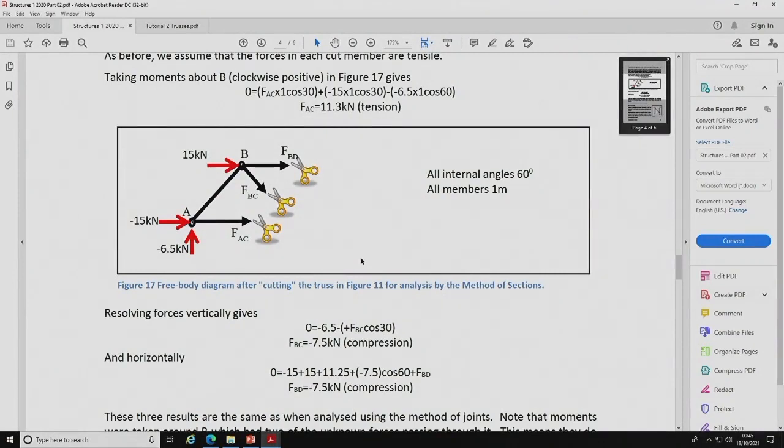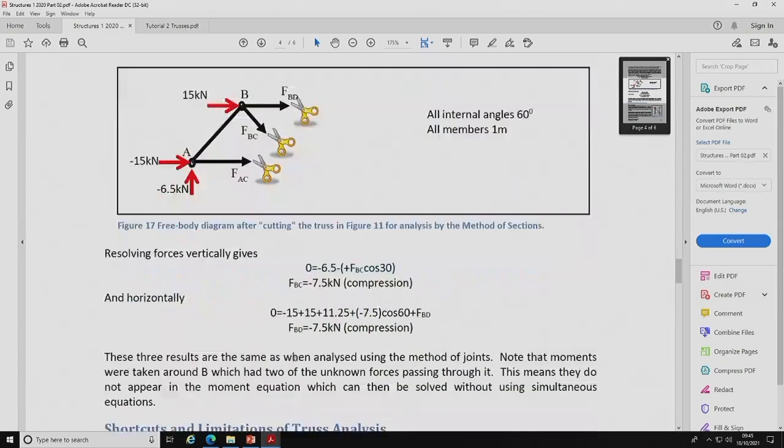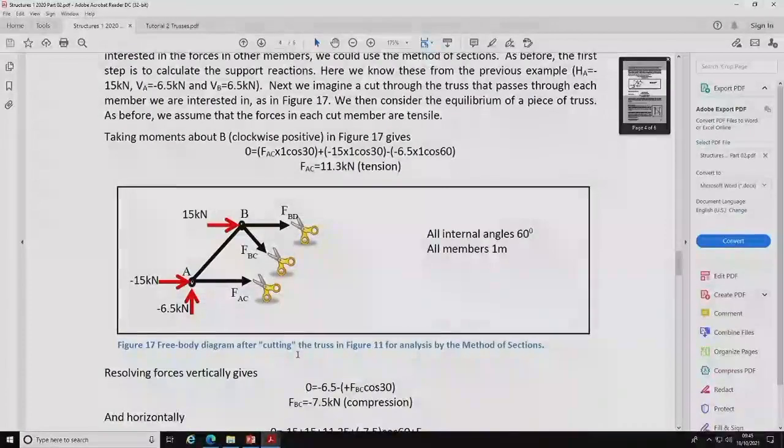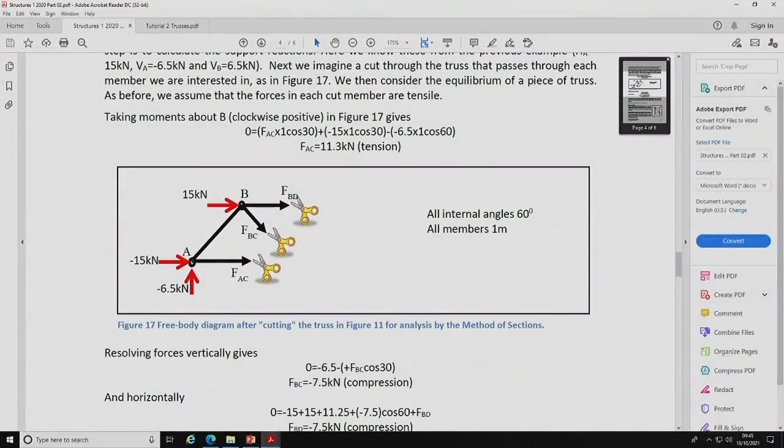So exactly that's what you can do. You can put a virtual cut through the middle, and then that will expose these three members. And once they are exposed, you put those three forces in there. And then, of course, you can use your friend, the equilibrium equations, to resolve these three forces. And also you've got moment equations as well to get all those three unknown member forces.